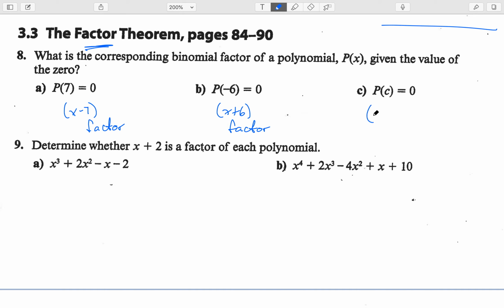And p of c, this means that x minus c is a factor. So c might be positive or negative, but it's just going to be minus. It's going to be the opposite.